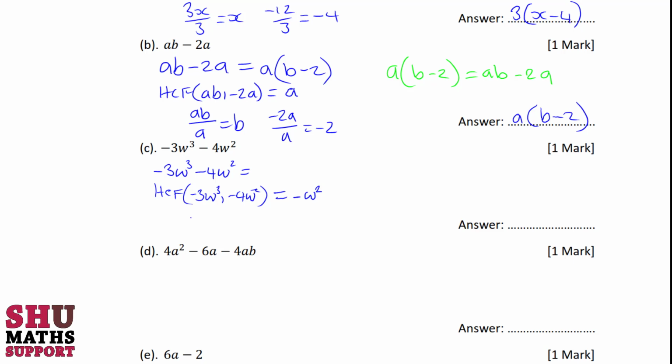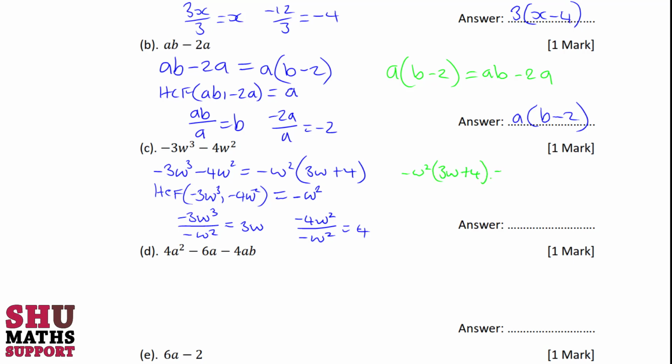Now we'll divide that by both the terms to take a factor of minus w squared out. So we have minus 3w cubed divided by minus w squared. So that just leaves us with 3w. And we have minus 4w squared divided by minus w squared, and that leaves us with 4. So that means we can piece this together and put our factor of minus w squared times by 3w plus 4.